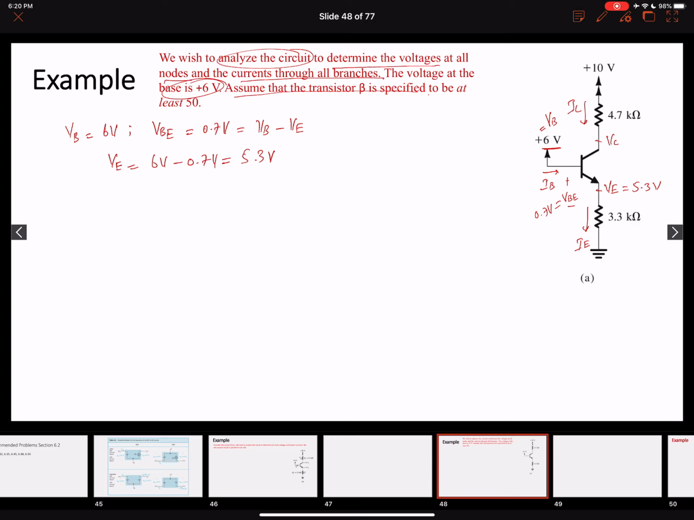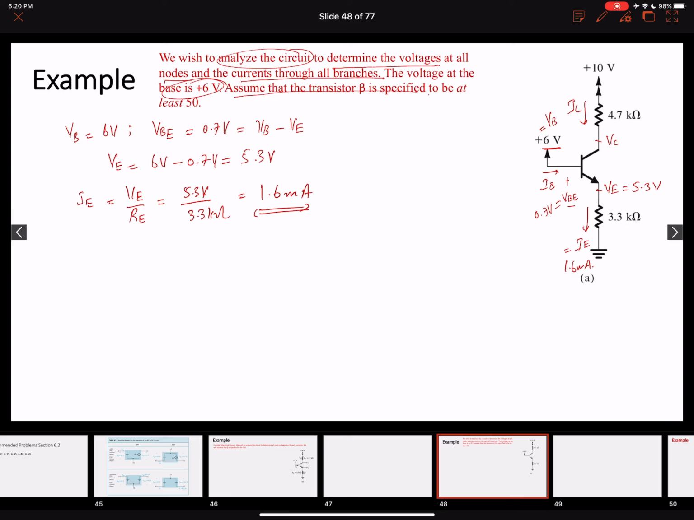Okay, so this is good. We can easily find out the value of the emitter current now. Our emitter current will be equal to VE over RE. VE is 5.3 volts over 3.3 kilo ohms. If we solve this, the emitter current will come out to be 1.6 milliamperes. So we ended up finding the emitter voltage, the base voltage, and the emitter current. Okay, so this is good.